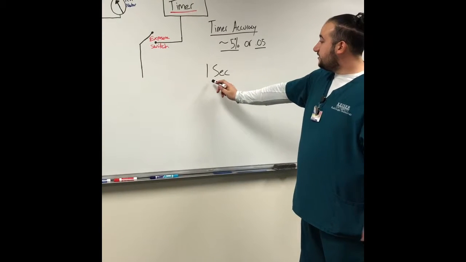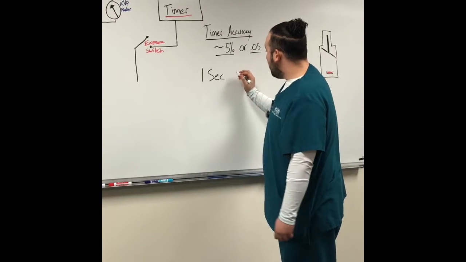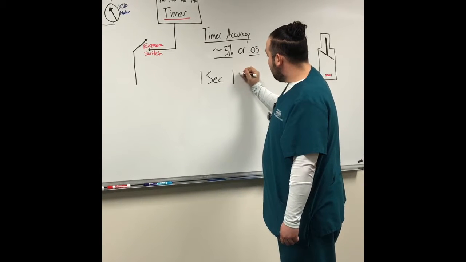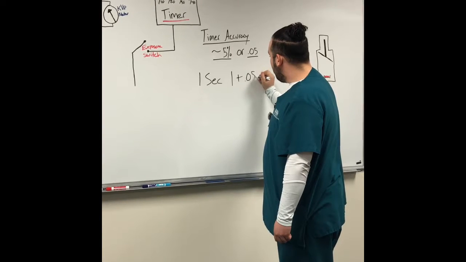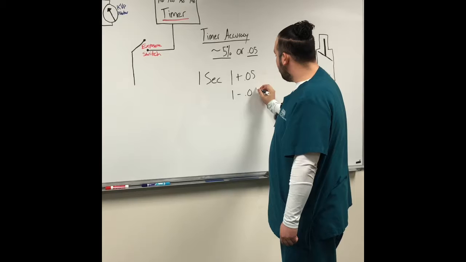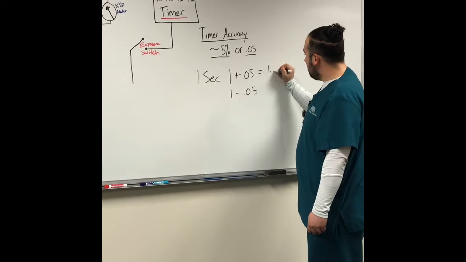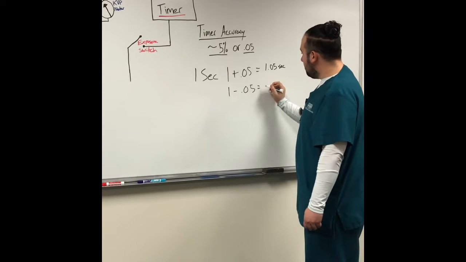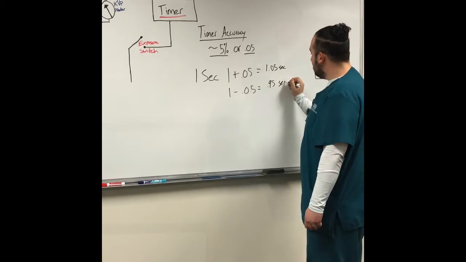So say we select 1 second, right? So the range for that would be 1 second plus 0.05 or 1 second minus 0.05, which gives you an acceptable range of 1.05 seconds and 0.95 seconds.